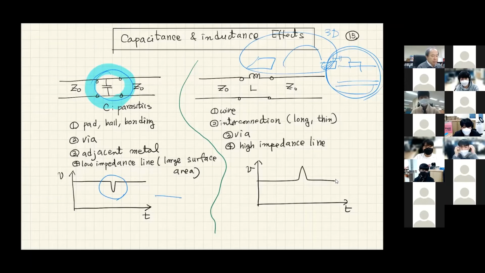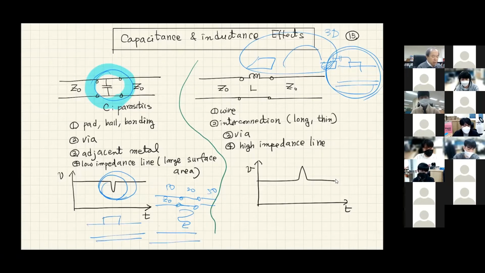Sometimes you have transmission line 50 ohm, 20 ohm, 50 ohm, then you're gonna have this kind of dip because of multiple reflections here. And of course, let's assume that you have 50 ohm transmission line, but if you have very wide W, then you usually have very small impedance, then you're gonna have this kind of case.